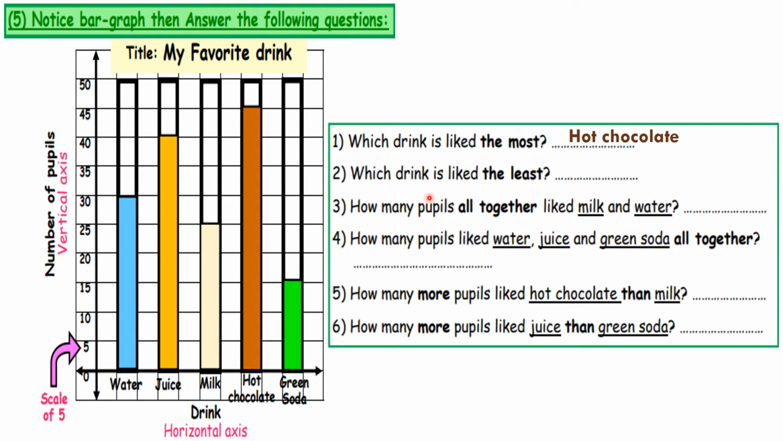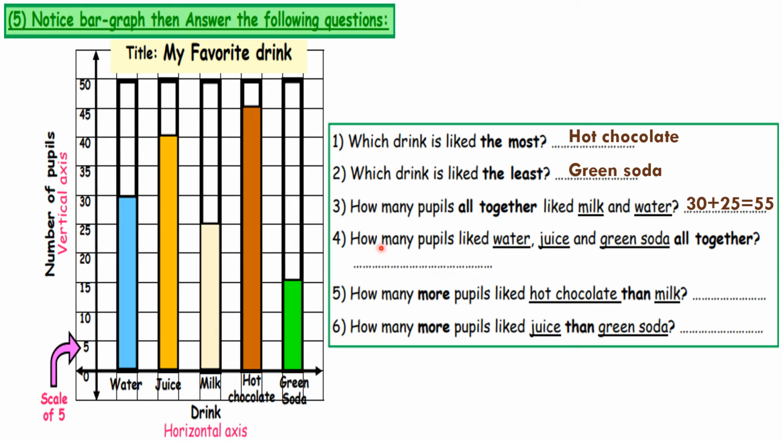Which drink is liked the least? The least means the smallest column, so I will put here the smallest column is green soda. How many pupils altogether like milk and water? So I will add the people who like milk to the people who like water together. So I will add 25 plus 30. It's equal to 55. You can add them using any strategies that you want.